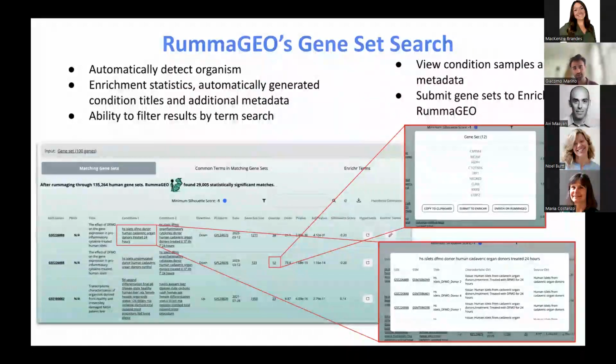Clicking on any of the condition titles will show you the metadata attributes and the samples corresponding to that condition. Additionally, you can click on the overlap or the gene set size to look at the actual genes. You can copy those to the clipboard or submit them to Enrichr or back to RummaGEO as well.